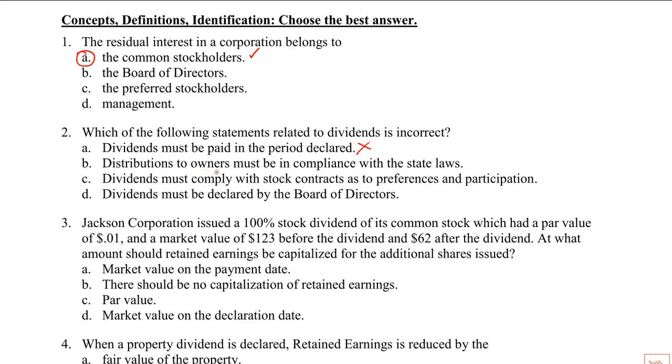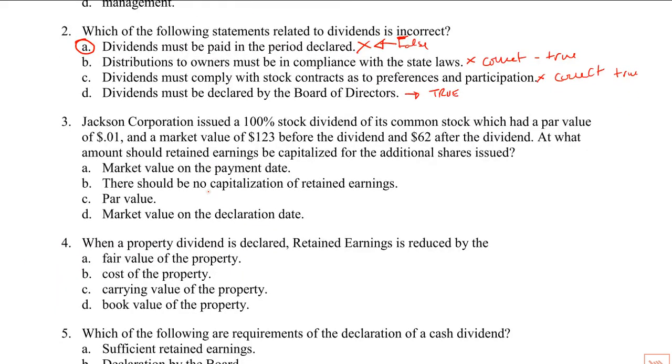Okay, B. Distributions to owners must be in compliance with state laws. That is correct, which would make it incorrect for this question. Dividends must comply with stock contracts as to preferences and participation. Absolutely. If there's preferred stock, it'll get its dividend first. This is a true statement. Dividends must be declared by the board of directors. That is absolutely true. Management is not in charge of that. And this one is false, which makes it the correct answer.